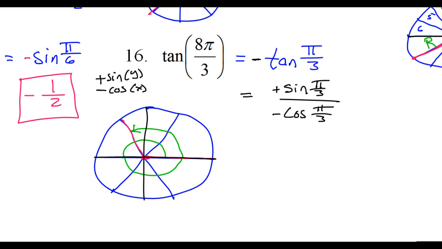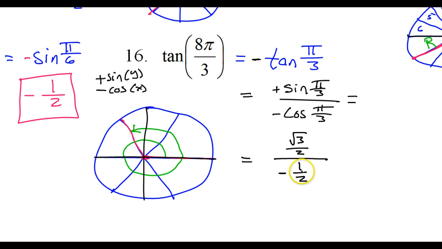Okay, so again, instead of being 1/2, like pi over 6 for sine, it becomes your radical 3 over 2. And your cosine is your 1/2. Okay, and that one was negative.